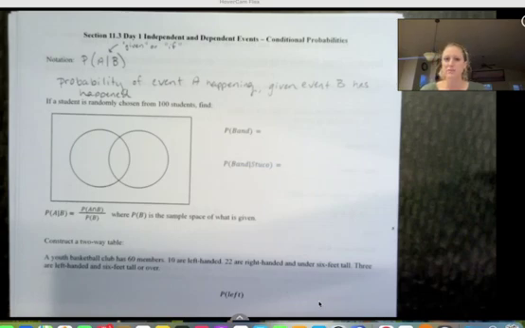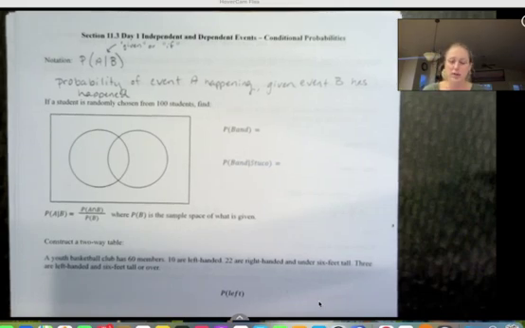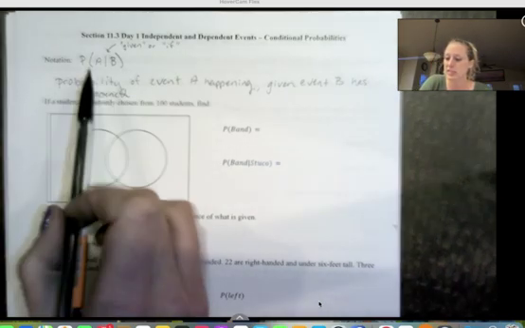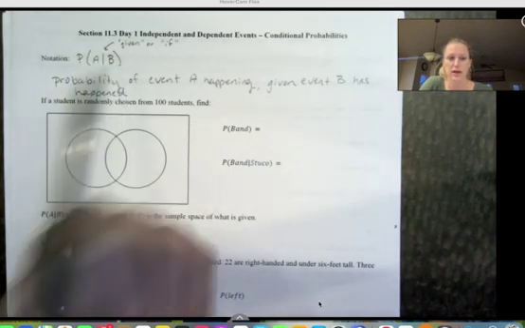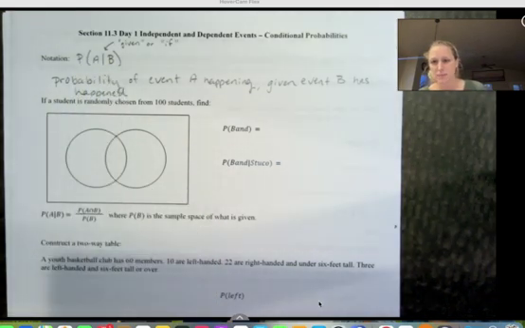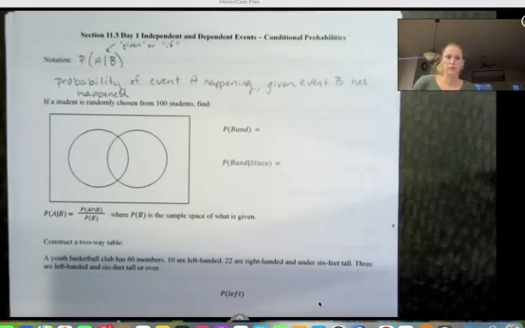We're going to get into 11.3, so we're going to look at some independent and dependent events. These are called conditional probabilities, where one thing depends on the other. So this notation right here you're going to see today is the probability of A given B. What that means is, what's the probability of A happening if B has already happened. So let's look at an example.